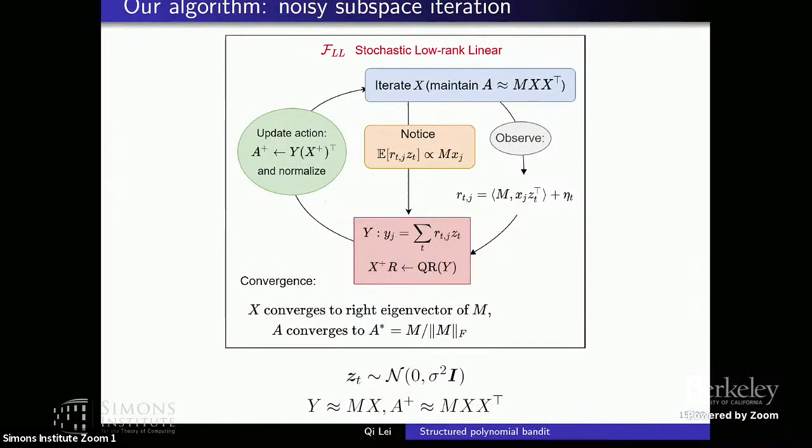So here we will use an iterate X to approximately recover the right eigenvectors of M. Since the idea is quite similar, I will not discuss in detail, but through noisy subspace iteration, this X will gradually approximate the right eigenvectors of M, and we will maintain A, the action, to be M times X transpose, where A will eventually approximate M because X will approximate the right eigenvectors of M. The whole procedure is very similar as before, just we changed the noisy power method to noisy subspace iteration.